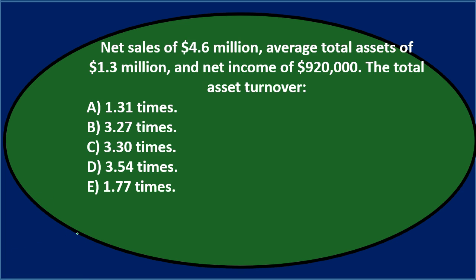Next question. Net sales of 4.6 million, average total assets of 1.3 million, and net income of 920,000. The total asset turnover is what? And we have our numbers down here. You can see the format of the numbers, which may help us with our calculations.